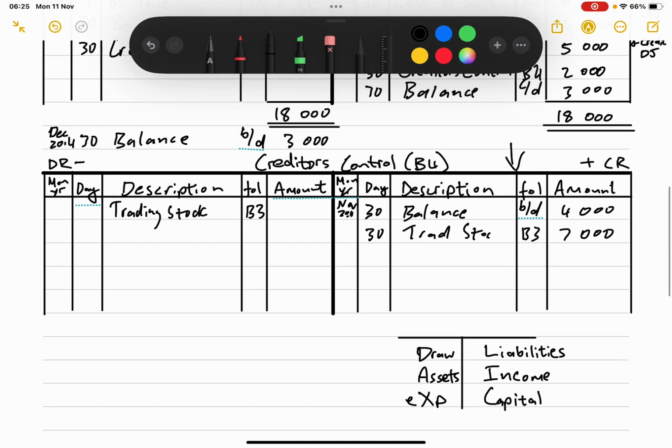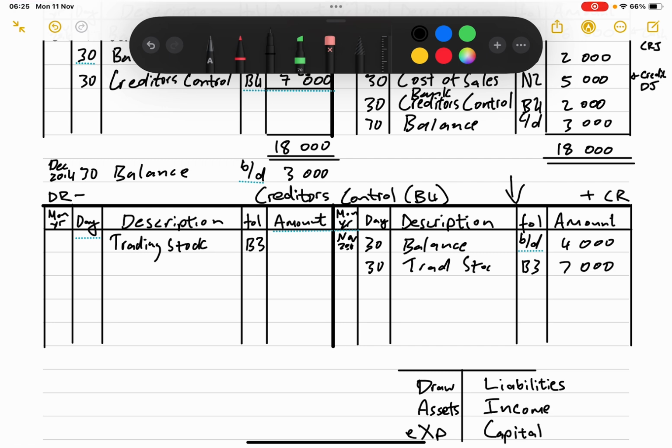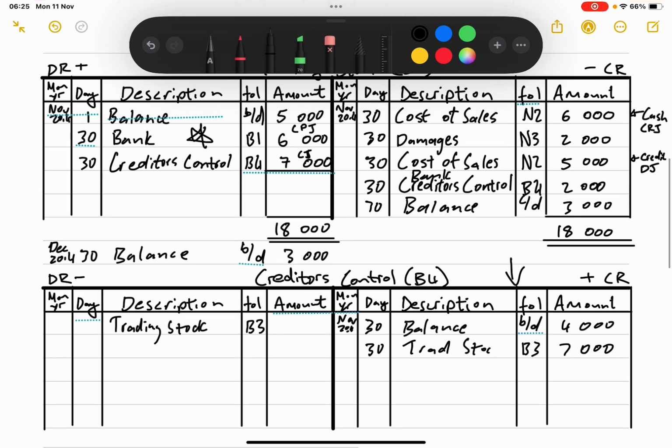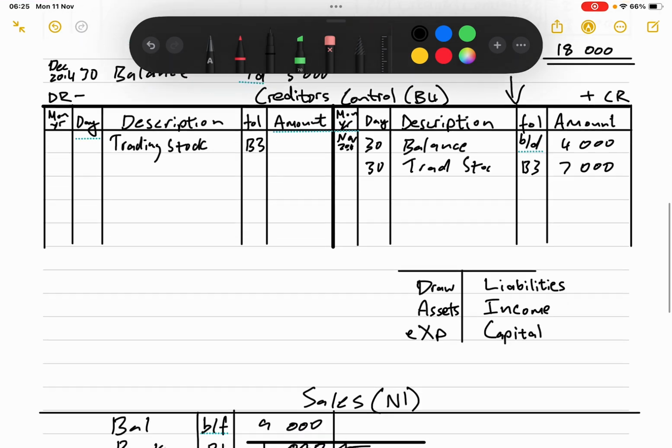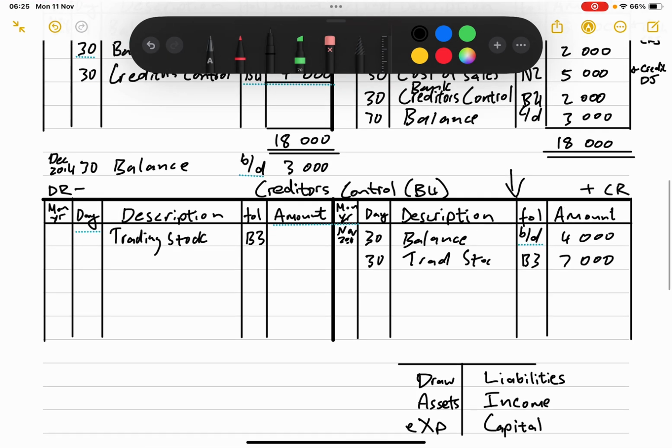Okay. The reason creditors control is more likely to be tested over debtors control is because debtors control is pretty straightforward. Whereas creditors control isn't as straightforward. And the reason it's not as straightforward is because you don't have a creditors allowance, and because it's different in the sense that it's a liability and people forget that and start balancing on the debit side, thinking that it's an asset.